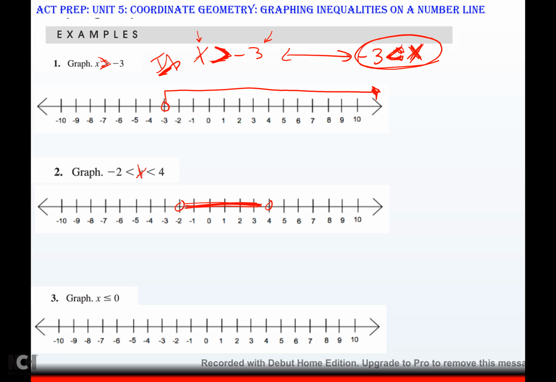Okay, number 3, x is less than or equal to 0. That bar underneath there means I include it, so 0 is part of the solution. And this says I want all the x's that are smaller than 0. Well, that would be going this direction.